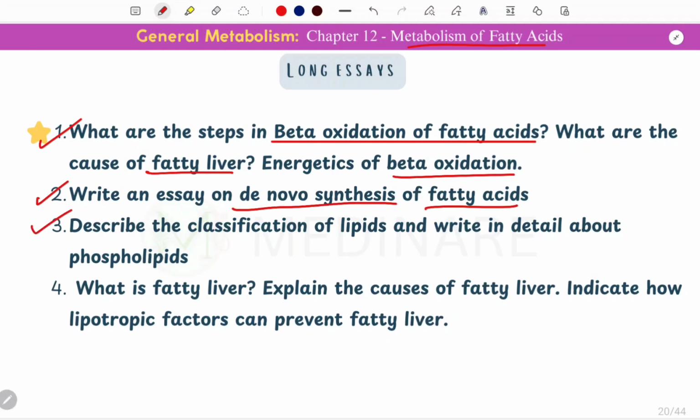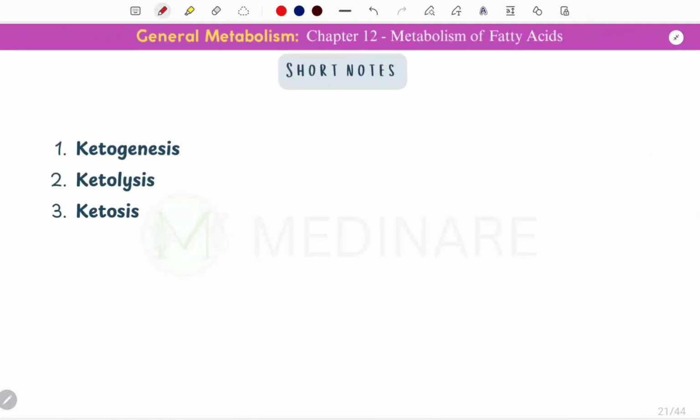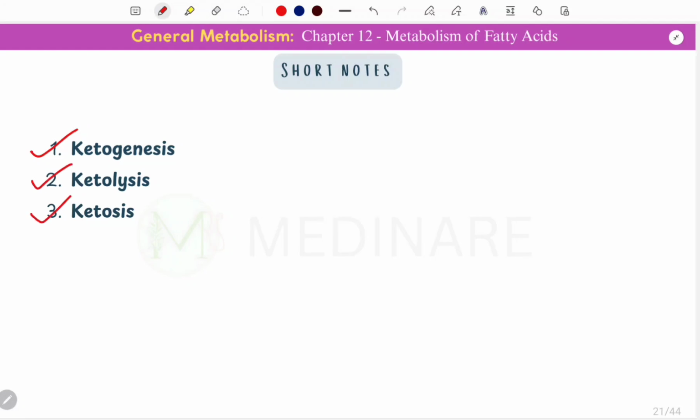Next question is, describe the classification of lipids and write in detail about the phospholipids. The next question is, what is fatty liver, and explain the causes of fatty liver and indicate how lipotropic factors can prevent fatty liver. Regarding the short notes, write about ketogenesis, ketolysis or ketosis. These three are very important.